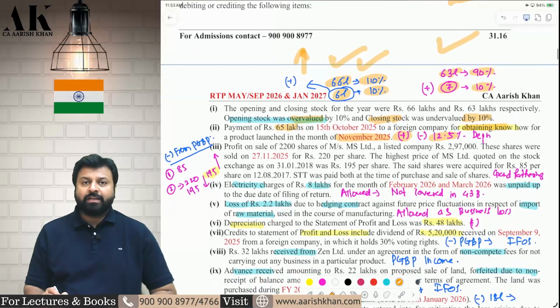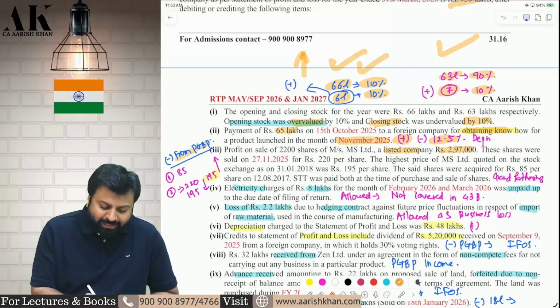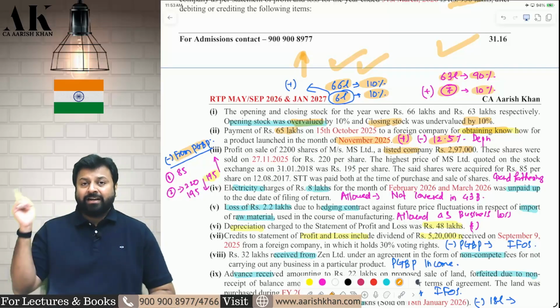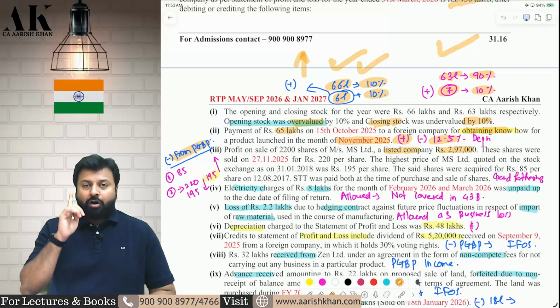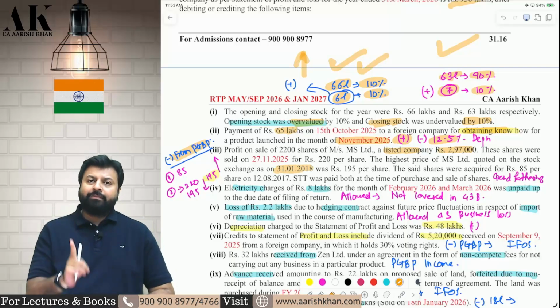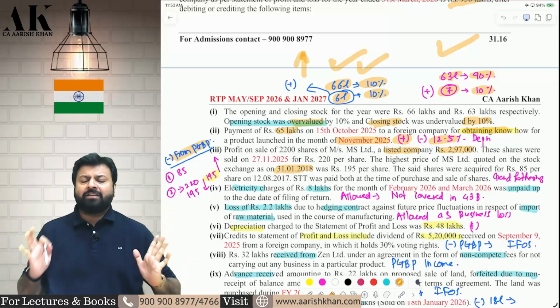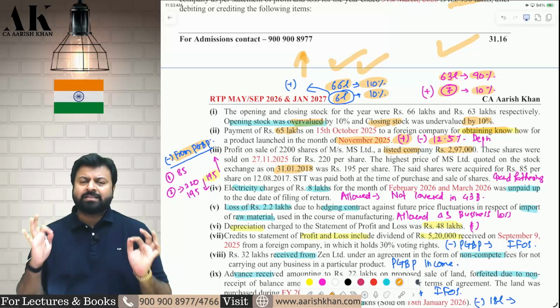Next one is a grandfathering clause. Grandfathering clause, you are selling some shares of a listed company, 2,97,000 is the profit. First, reduce this 2,97,000 from PGBP, and then under capital gains compute separately. But always remember, whenever 31st Jan 2018 comes in the examination, it means there is a grandfathering clause. This date has only one relevance, that is grandfathering clause for the purpose of capital gains under 112A.